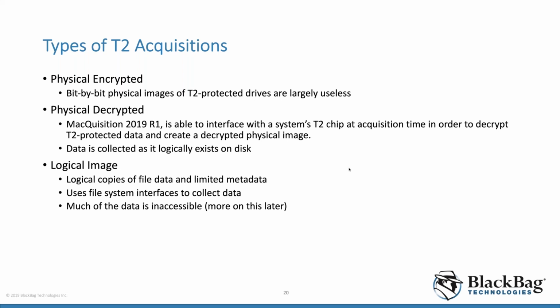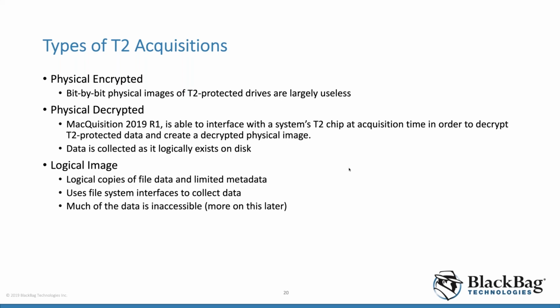And your other option, and this has pretty much been the option you've had with tools such as MacQuisition 2018 and others, is to do a logical copy. Logical copies are basically just using the file system interfaces to copy files and read metadata, right? So you're going to get logical copies of the file data and a limited amount of metadata that the file system will give you from user space. Much of the underlying data is still going to be inaccessible. All of the active files you'll be able to get, and most of the metadata, but not everything. We'll talk about specific examples.